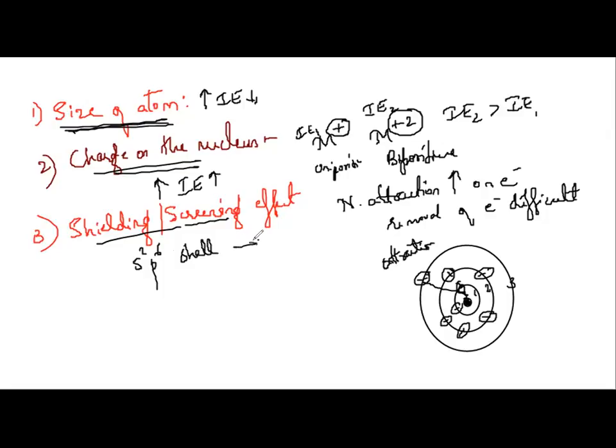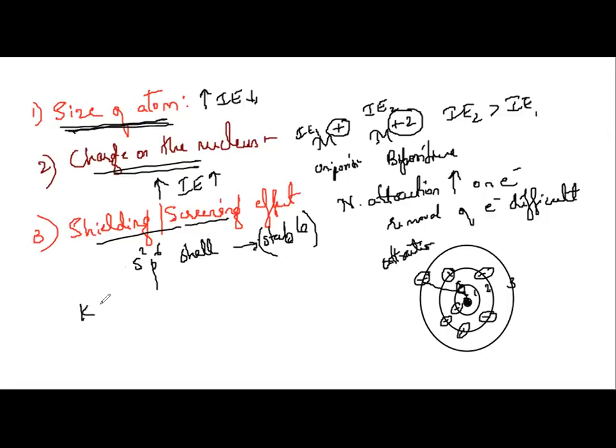This effect is exhibited maximum by the s2 p6 shell, which is said to be the most stable shell because it has 8 electrons. See, 6 plus 2 is 8. Therefore, its ionization energy is very high, and when you compare it for others, it is much less.